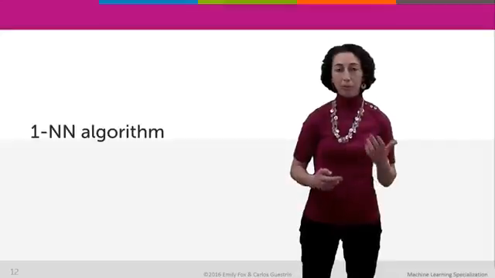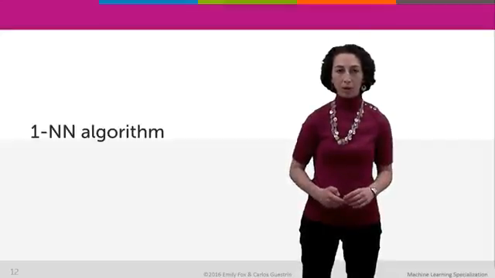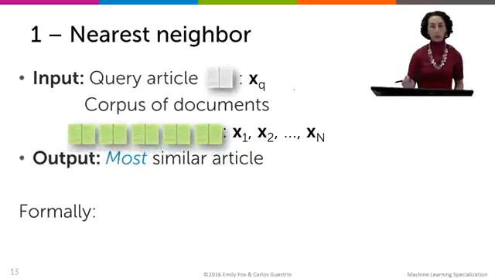Okay, well, let's start by formalizing this one nearest neighbor algorithm. When we're doing one nearest neighbor search, we're going to assume that we have some query article, which we're going to denote by XQ. That's the article that the person's reading. And then we're going to assume that we have some corpus of documents. These are all other articles out there that we're going to search over. We're going to denote this by X1, X2, all the way up to Xn. So we're assuming here that we have capital N documents.